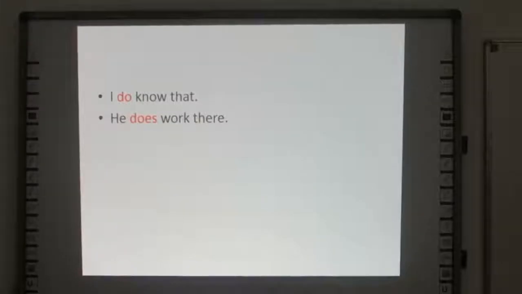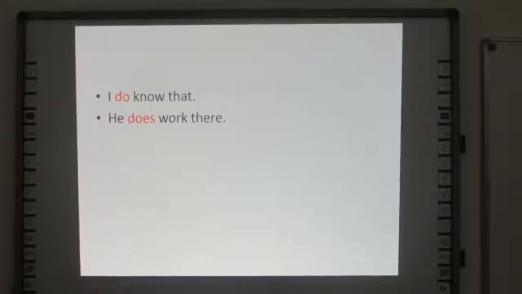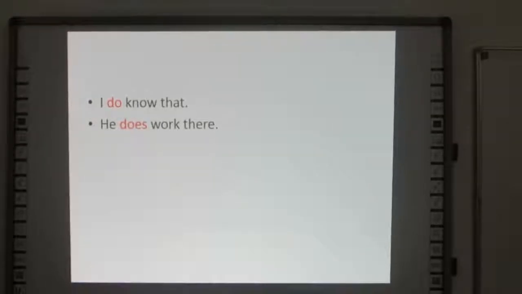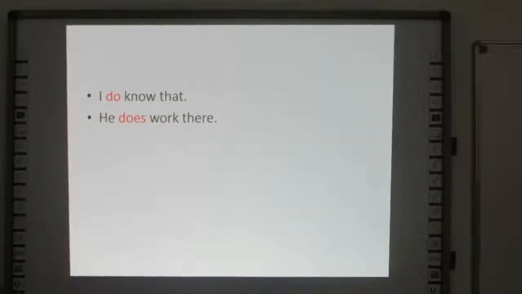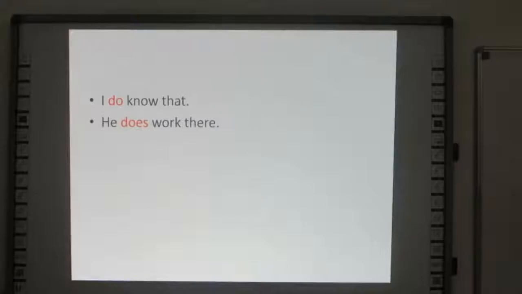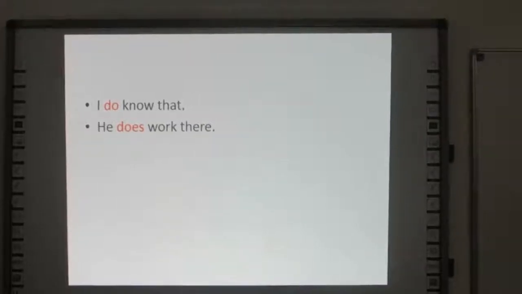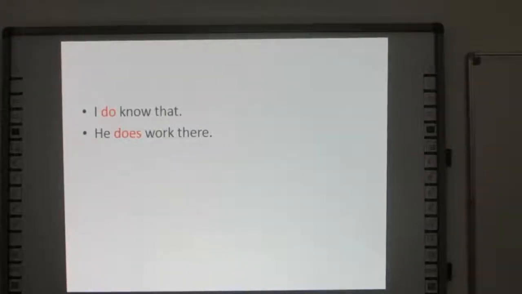The auxiliary verb to do is also used in the affirmative form of the present simple to make the meaning of the main verb more emphatic. In this case, the verb to do is placed between the subject of the sentence and the infinitive of the main verb. I do know that he does work there.